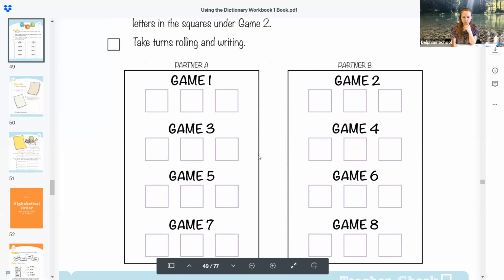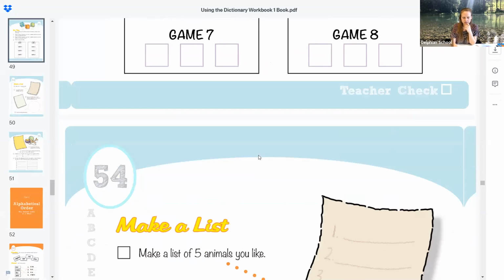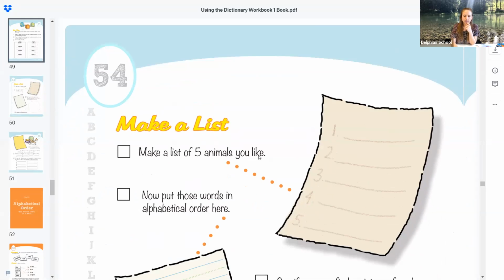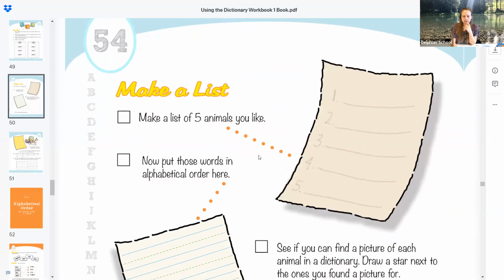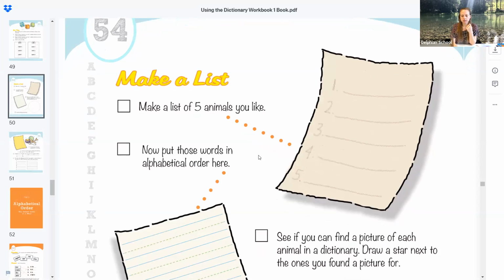Here we go. So let's go on to the next one. Make a list of 5 animals you like. Now put those words in alphabetical order here. See if you can find a picture of each animal in a dictionary. Draw a star next to the ones you found a picture for.